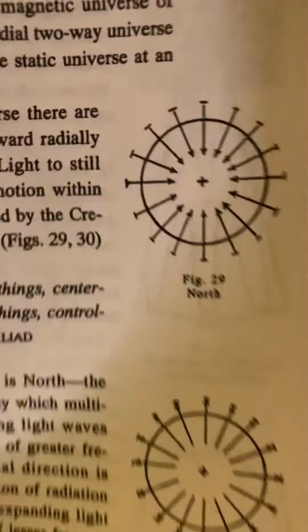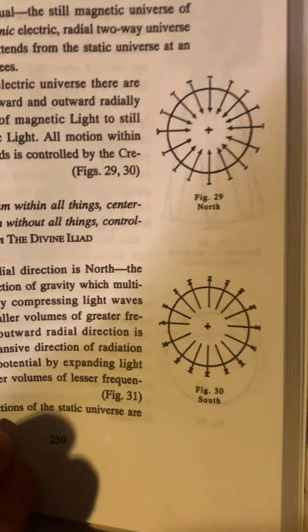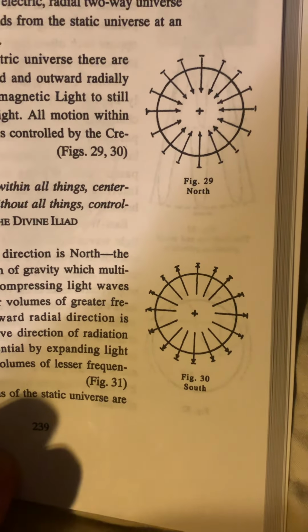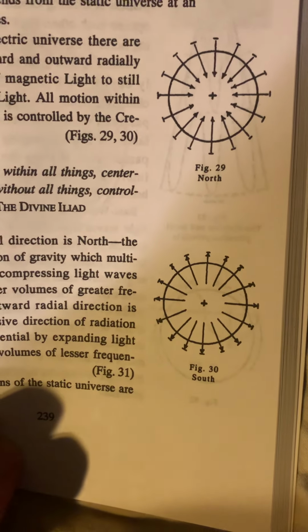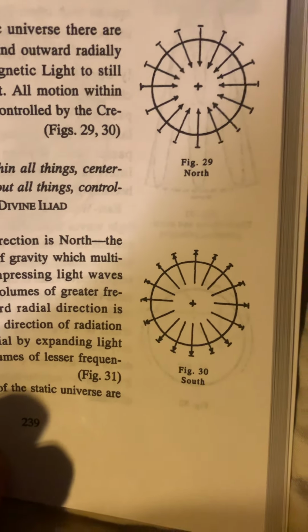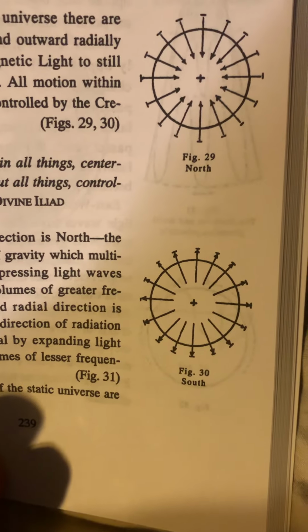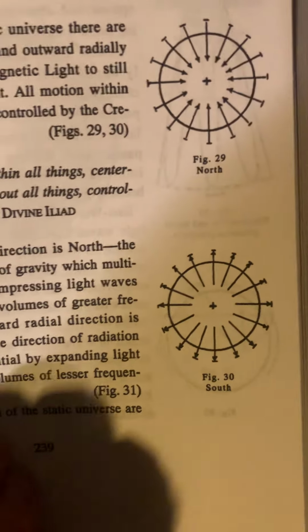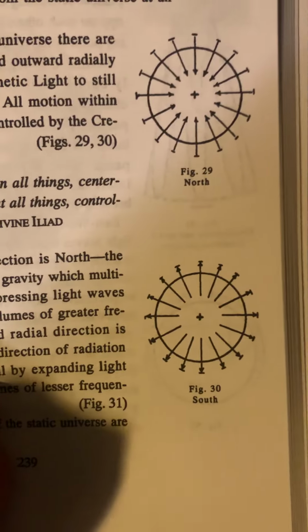Okay, so here we are where I need to begin again, but here are the diagrams we're going to cover for this part of the chapter. Figure 29 is north, like looking down upon north. Figure 30 is looking south, the south view. We're going to talk about this pretty soon.